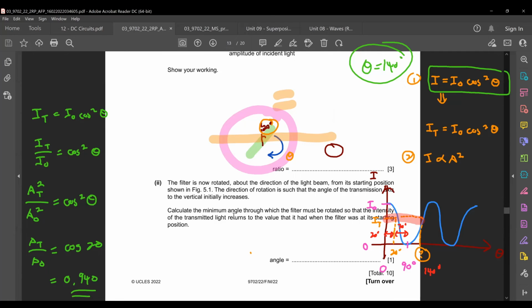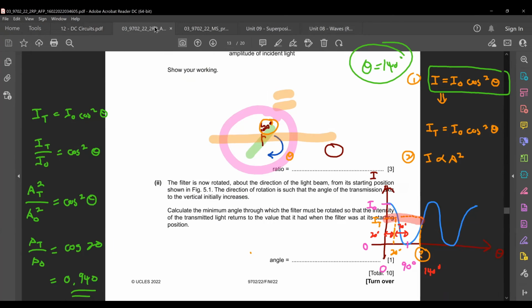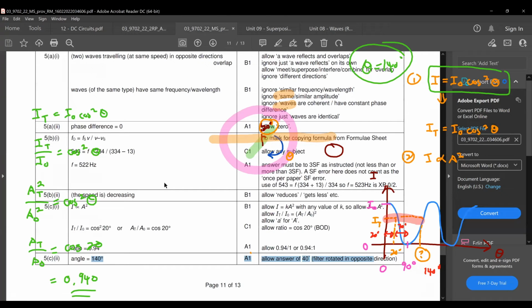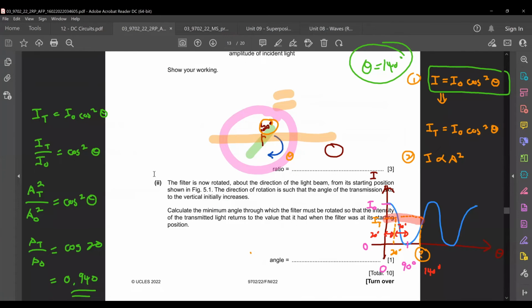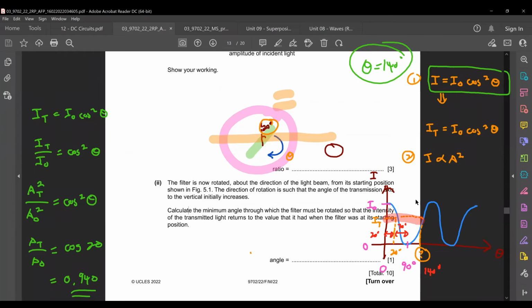The angle of 20 degrees to the vertical. Calculate the minimum angle through which the filter must be rotated so that the intensity of the transmitted light returns to the value that it had when the filter is at its starting position. So the angle is at 140. Allow answer of 40 degrees. Filter rotated in opposite direction. Okay, right. This one, just leave this one for now. I'll have to have a proper look at this one to tell you why the answer is 140.